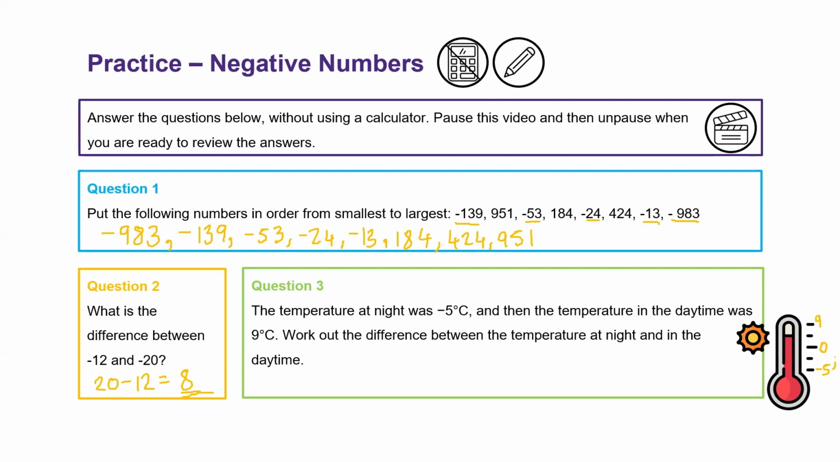To jump from minus 5 to 0, I know that's 5 steps. Then to jump from 0 up to 9, I know that's 9 more steps. So altogether, it's 5 plus 9, which is 14. There's been a temperature difference of 14 degrees C.